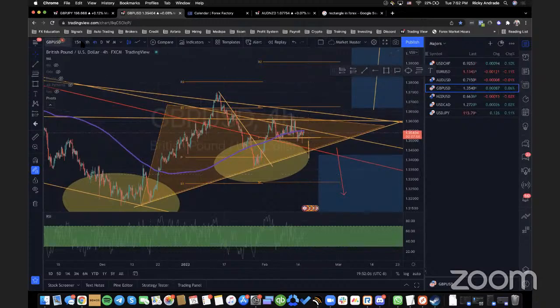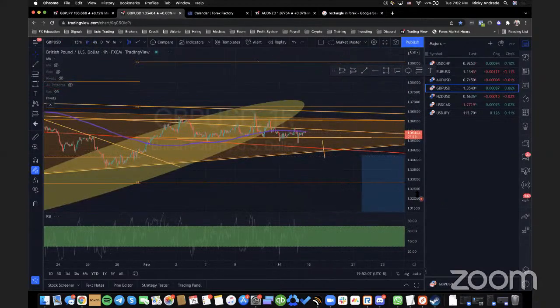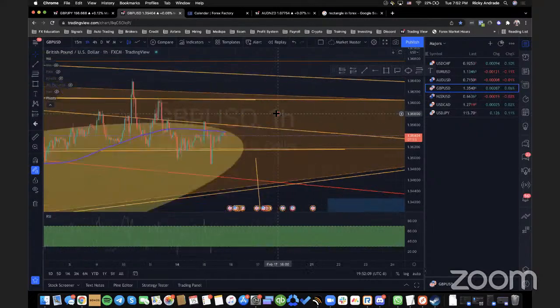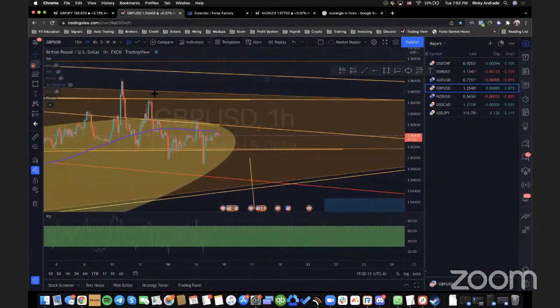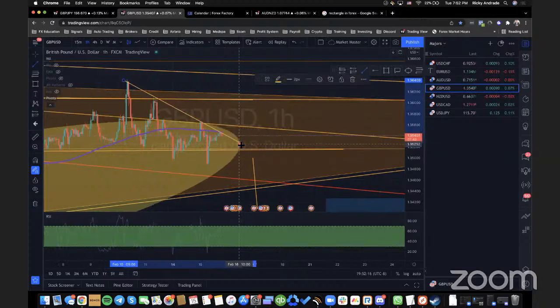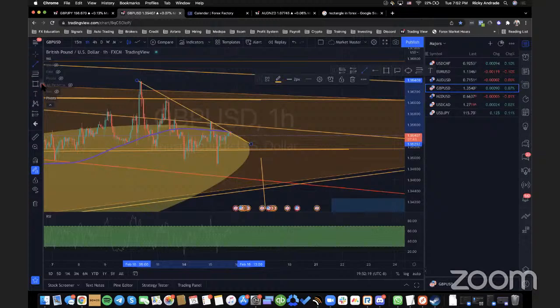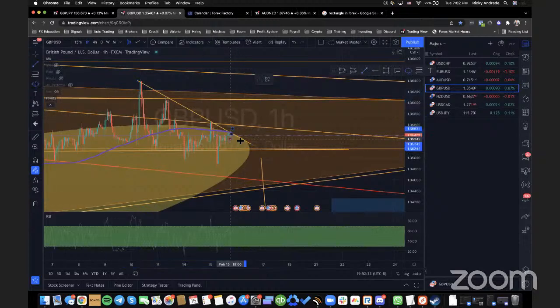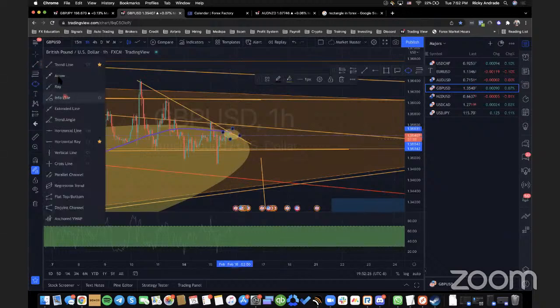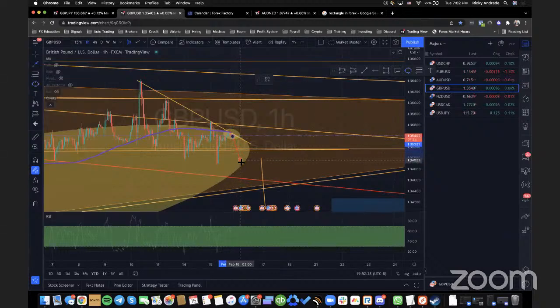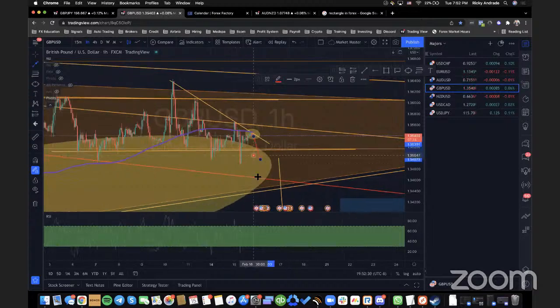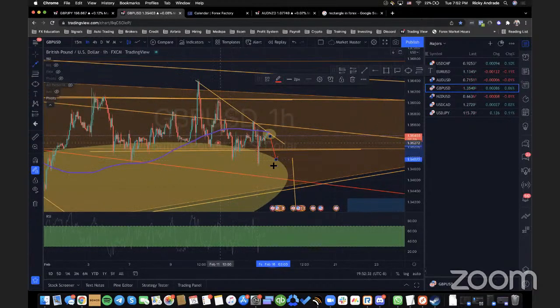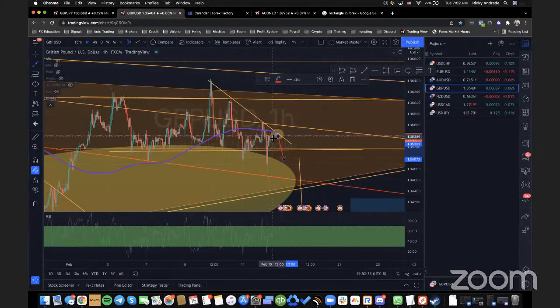Zoom into the 1 hour, because we can also scalp this as well. So right now it's on this downtrend. Actually right here, just from what I see, there's a chance it's going to hit here right now and then drop down, at least to its previous lows right there.